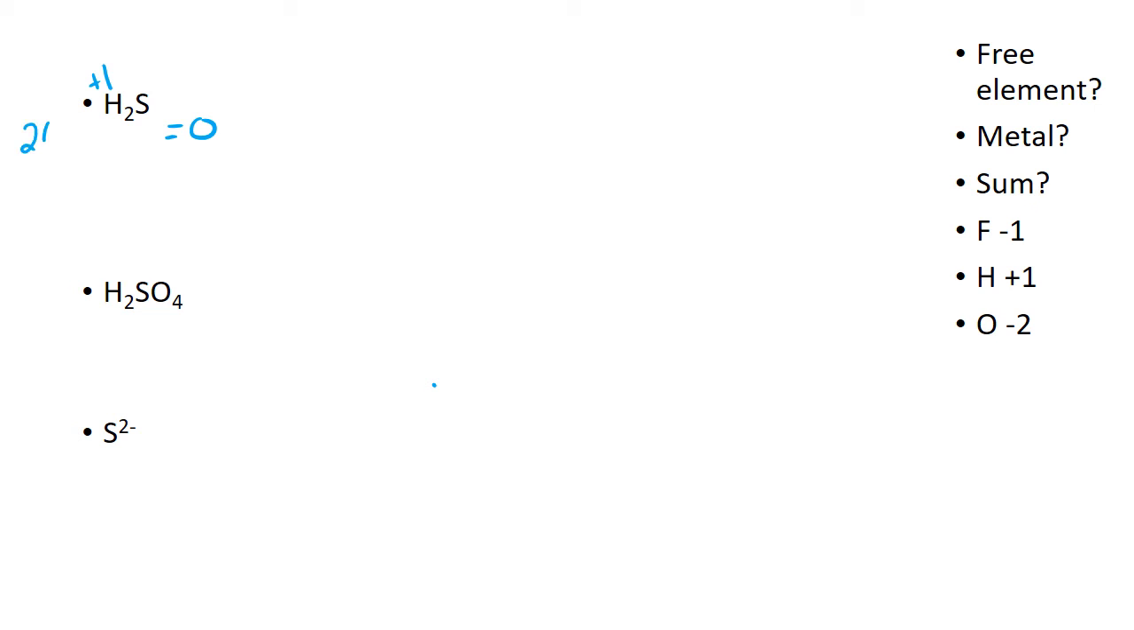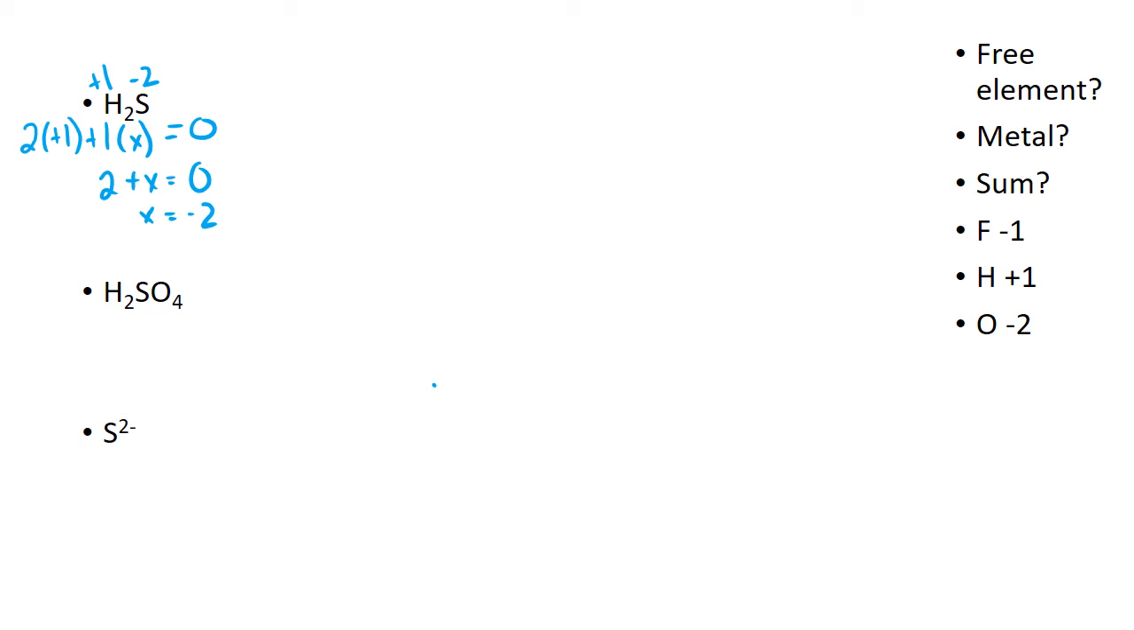I have 2 hydrogens. They like to be +1. I have 1 sulfur, which is X. 2 plus X equals 0. X equals -2. Now, on the previous examples, sulfur was always positive, but sulfur likes to change a lot. So does chlorine, so does nitrogen. Many elements, especially your nonmetals, will do this.